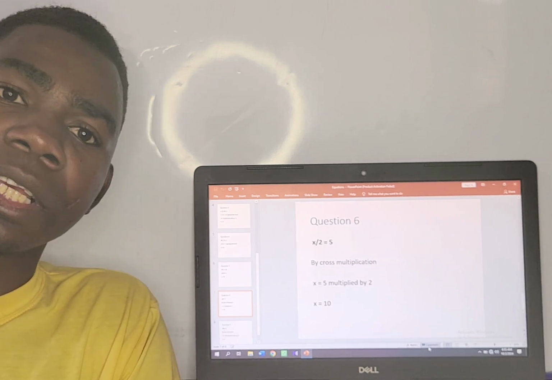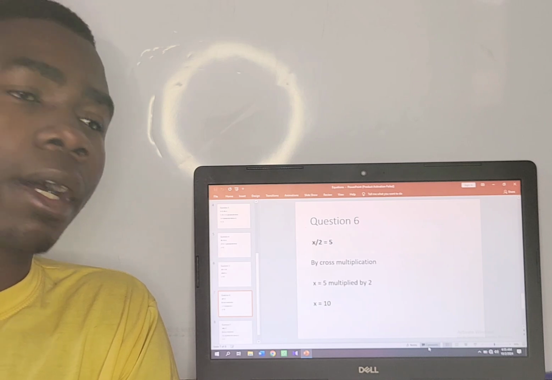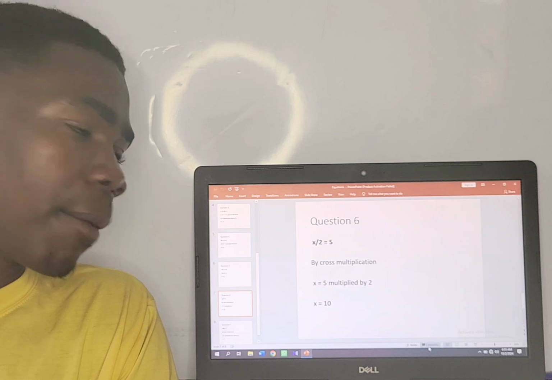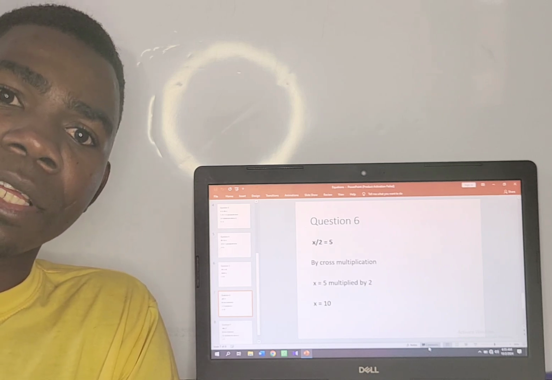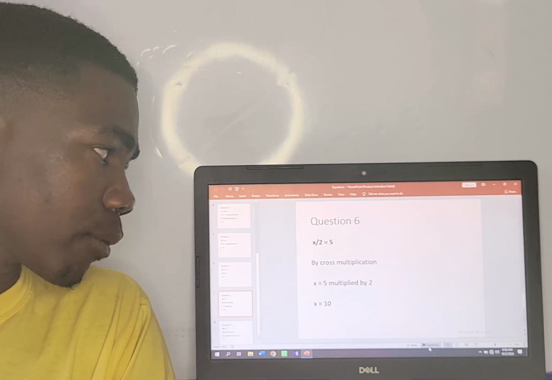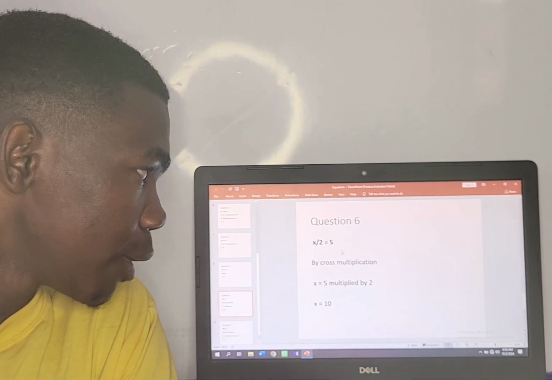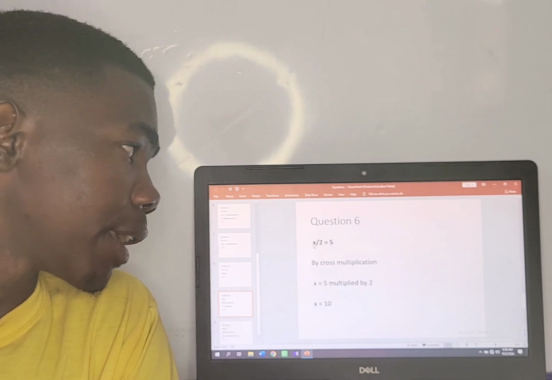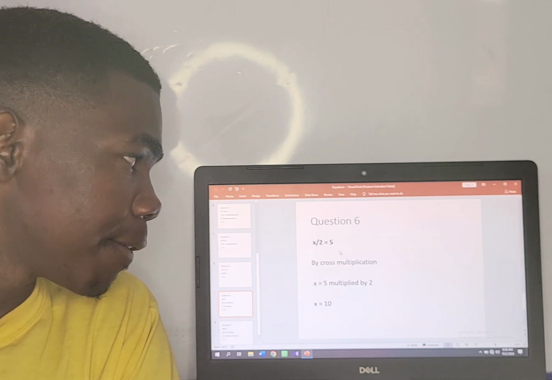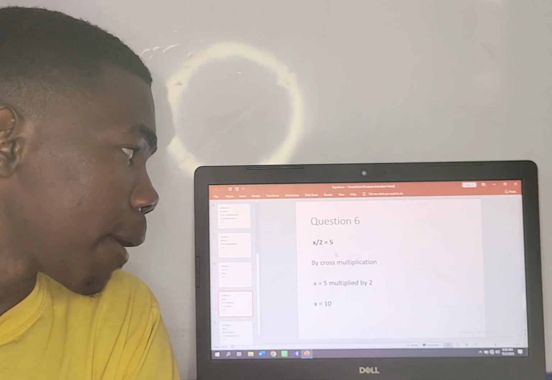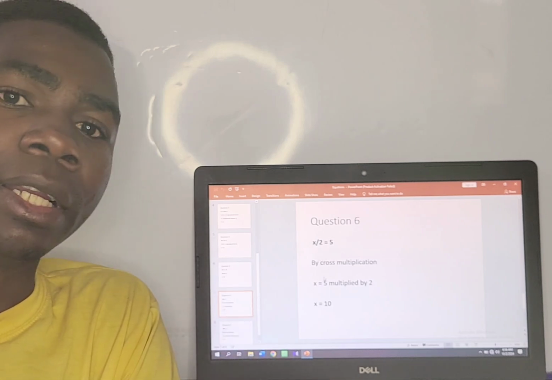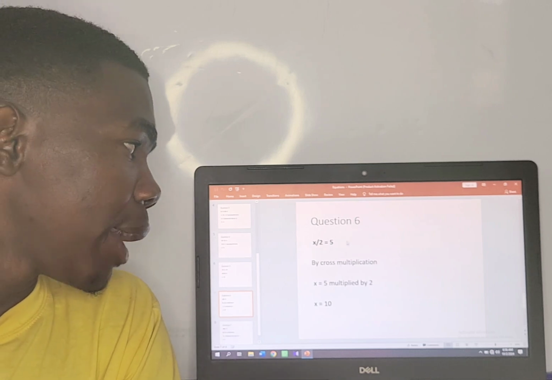So for us to find the value of x, as we are given x over 2 is equal to 5. But remember, 5 has a denominator of 1. So since this 5 has a denominator of 1, we are saying x over 2 is equal to 5 over 1. Then we have to apply cross multiplication.